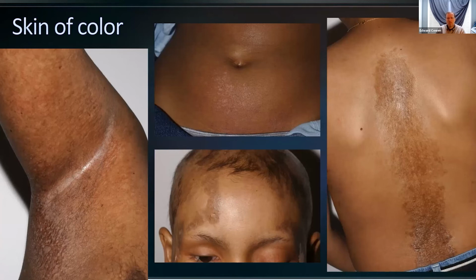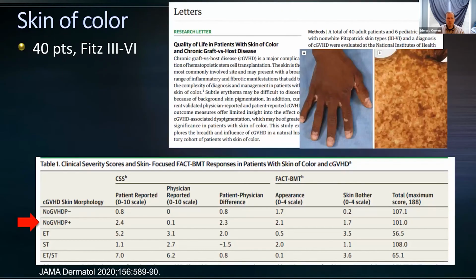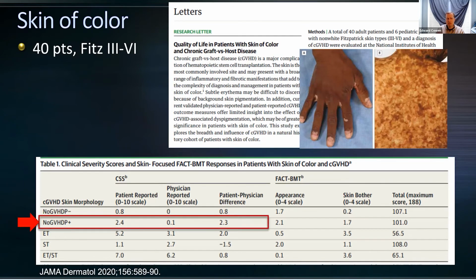One other thing I want to mention before we leave the skin features is that in skin of color, the pigmentary changes can be a major quality of life issue. Even after the GvHD activity may have improved significantly, the persistent color change can be a major issue. We did a report where we looked at 40 patients with skin of color, and even the patients who did not have significant skin activity, but just had pigmentary changes, actually rated their involvement as being quite severe, almost as bad as having skin fibrosis.